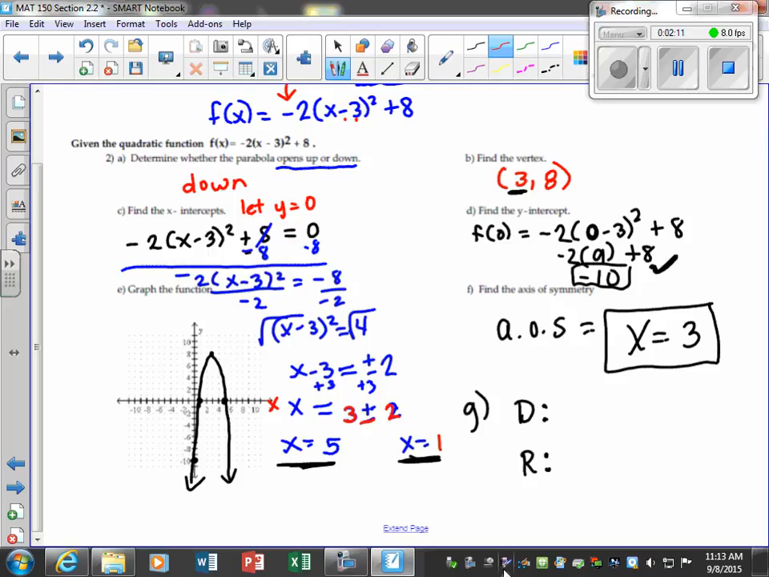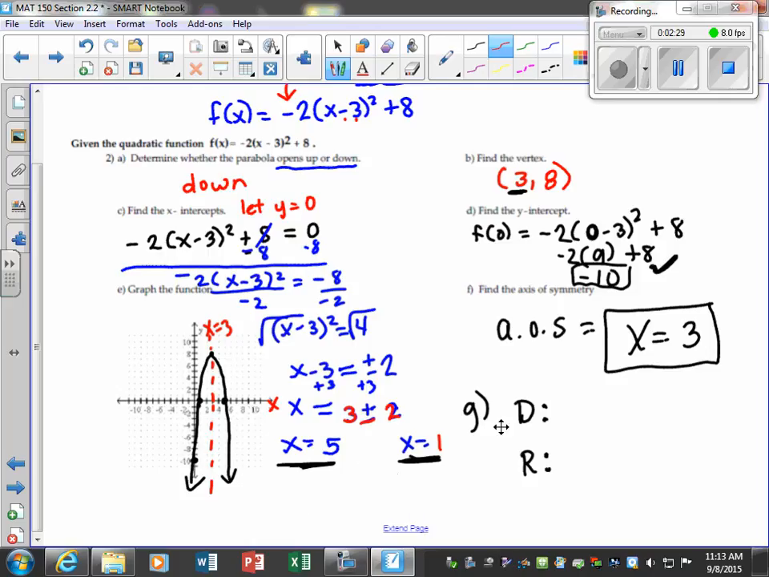The axis of symmetry will be a dashed vertical line through x equals 3. That's your axis of symmetry. Okay, so we have a rough sketch of this graph now.